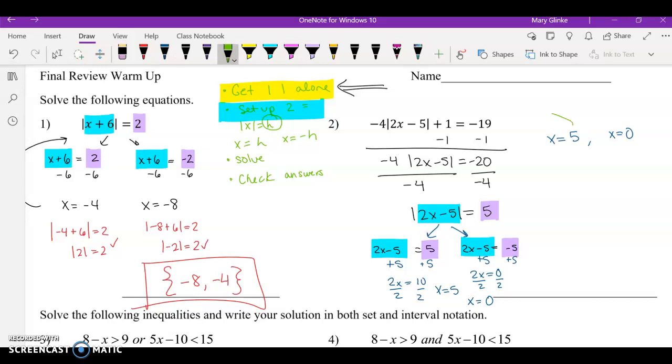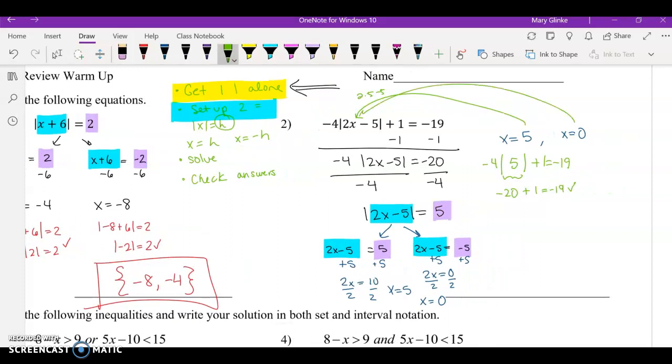We're going to do a quick check by plugging these back in. So 2 times 5 minus 5, 10 minus 5 is 5. We're trying to see if this actually gives us a true statement when we plug this in. So absolute value of 5 is 5. So this becomes -20 plus 1 equals -19. That is absolutely true. So now we're going to test 0 by plugging 0 in. So 2 times 0 minus 5 ends up becoming -5.